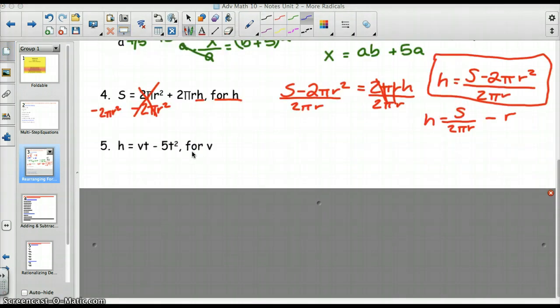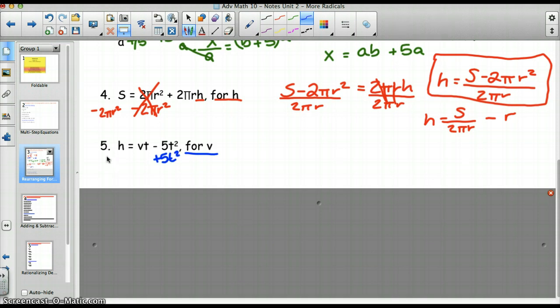The next equation is asking me to solve for v. Right here is my v. So I have 5t squared that is being subtracted. I need to add 5t squared to both sides. That cancels. So I have h plus 5t squared equals vt.